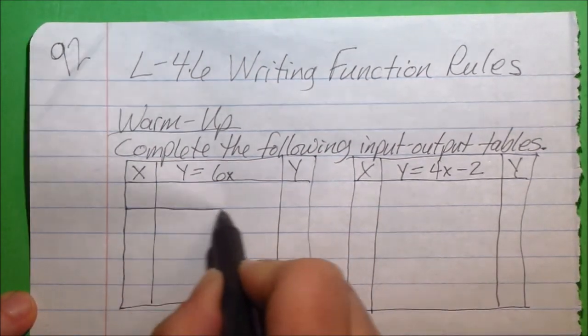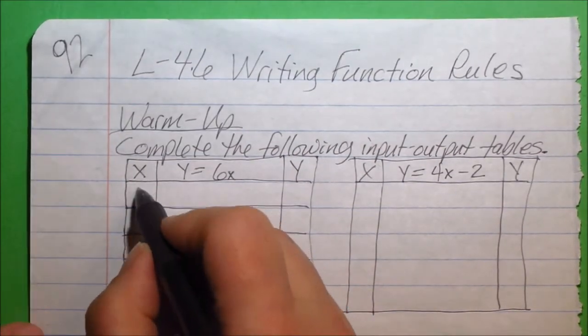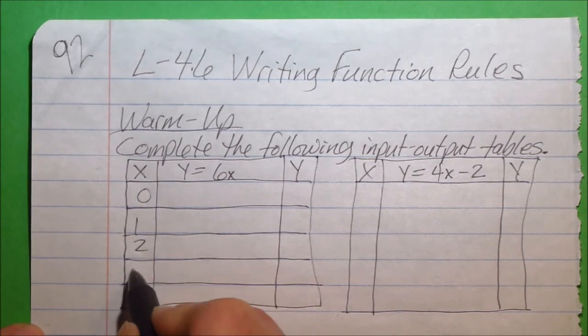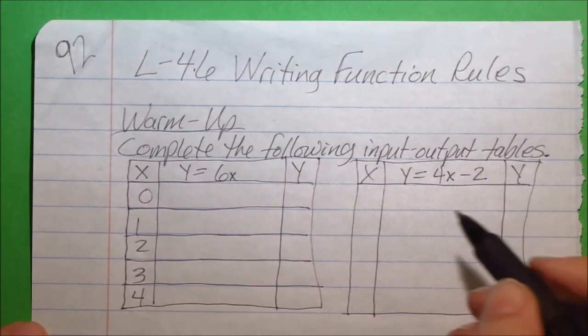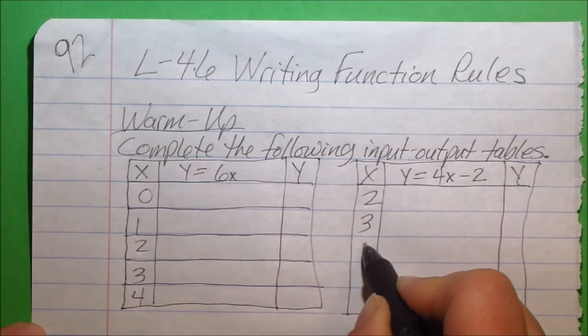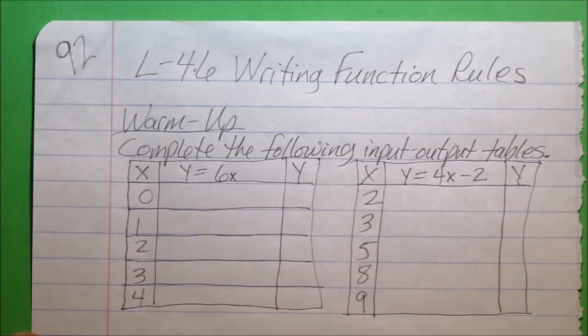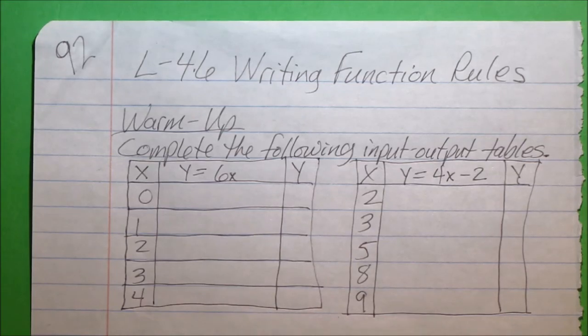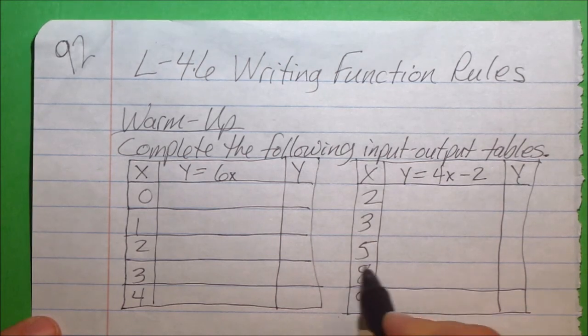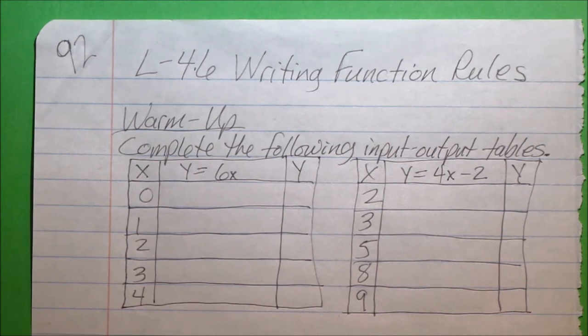All right. So on the first table, our x values are 0, 1, 2, 3, and 4. And on the second one, they are 2, 3, 5, 8, and 9. Okay, so work those out. Plug in your x values for y and see what you get for all your y values. I guess I should do those too, huh? Okay, that's your warm-up.